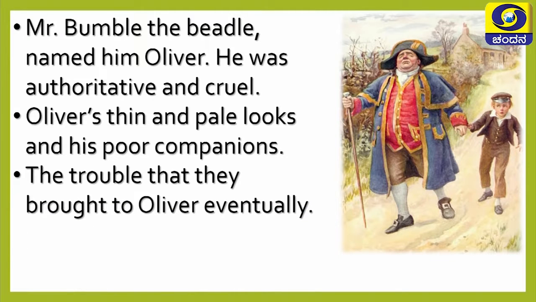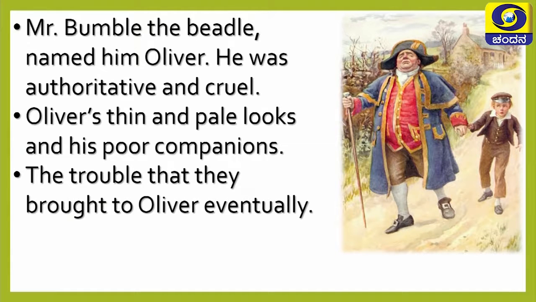The last part is the trouble that they brought to Oliver eventually. Who are they here? They are none other than the friends of Oliver, the companions of Oliver, who were also poor and probably orphans like him. So, what did they do at the end? They were usually having some food. The quantity of the food was not enough for the kids.